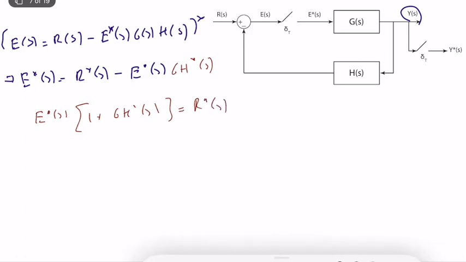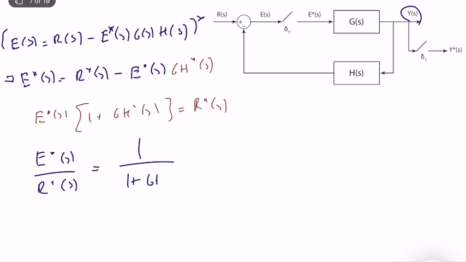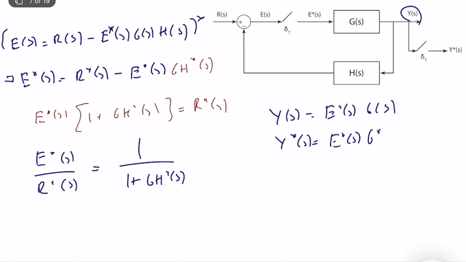So what I computed is E star of S divided by R star of S is equal to 1 over 1 plus GH star of S. That's great. So what I need to find is Y. I know that Y of S is equal to E star of S times G of S. If I sample this, Y star of S is equal to E star of S times G star of S.